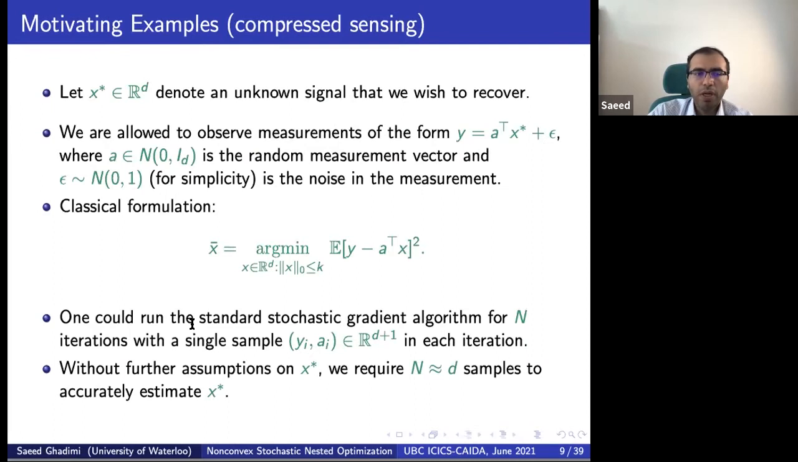So in general, one could run the standard stochastic gradient algorithm for n iterations with single samples in each iteration. And without further assumptions on the optimal signal, we know that, if there is no sparsity, we need approximately these many samples to accurately estimate X star.